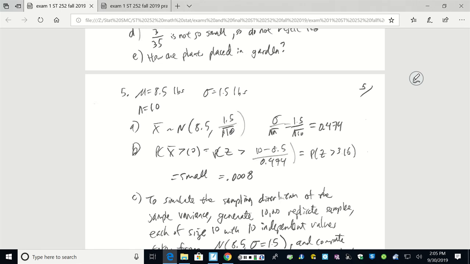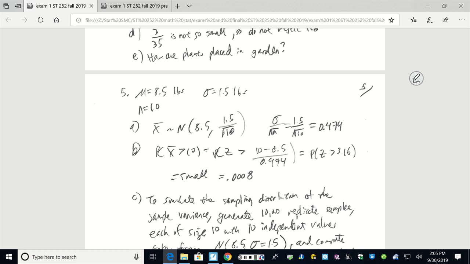Well, you don't have a normal table, so I'm not going to ask something where you have to give me an exact value. But if you take the 10 minus the mean and divide by the standard error, you get a z-value of 3.16. And that's kind of far out, right? It is small. It's actually about 0.0008. So some impression of the normal.